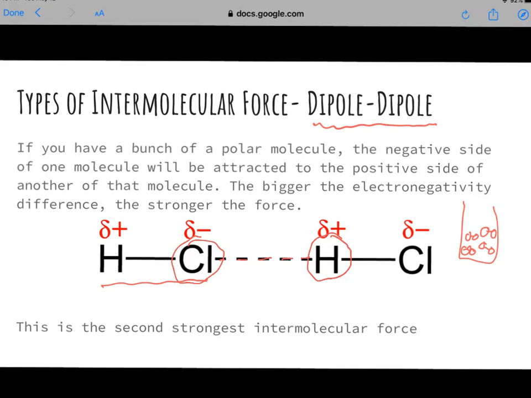And so if you have a lot of HCl's all in a beaker, they're all kind of sticking together, negative end to positive end, and those molecules tend to stay kind of stuck together in a clump. And they're still sort of moving around and breaking these dipole bonds and forming new dipole bonds. They're kind of doing that in the glass, but at any given time, a lot of them are sort of sticking to each other. So this is the second strongest intermolecular force. It's stronger than the dispersion force. And this will happen with any polar molecule.